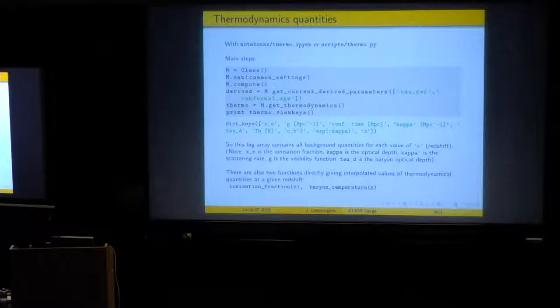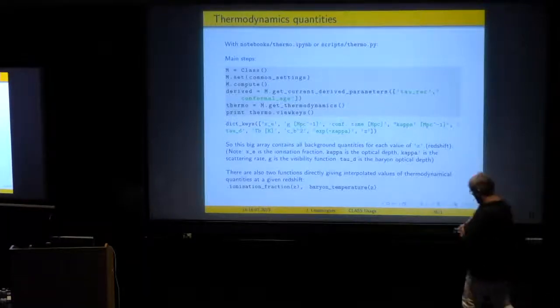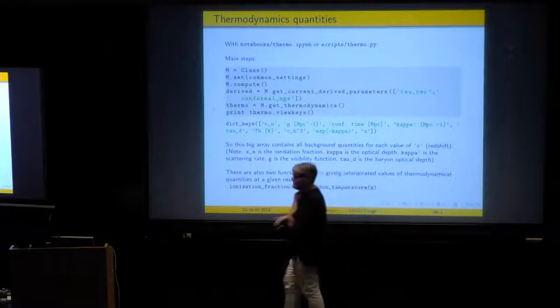Okay, on top of this derived parameter, again, I have functions of z. I can directly extract the ionization fraction or the baryon temperature at the redshift of my choice in order to do some plots. So this was for thermodynamics quantities.